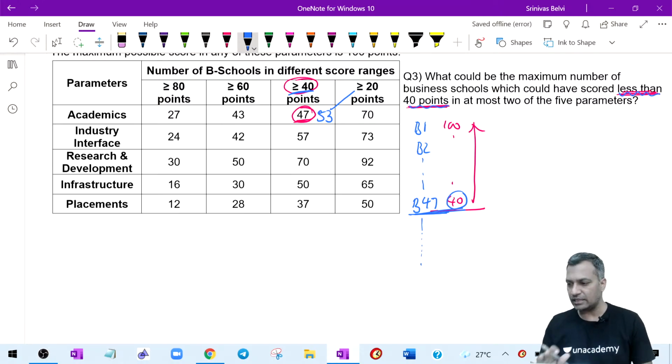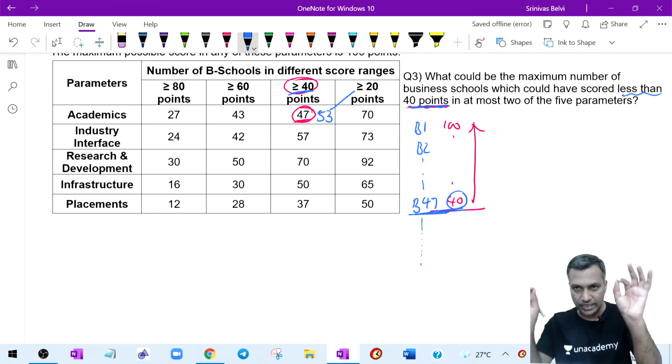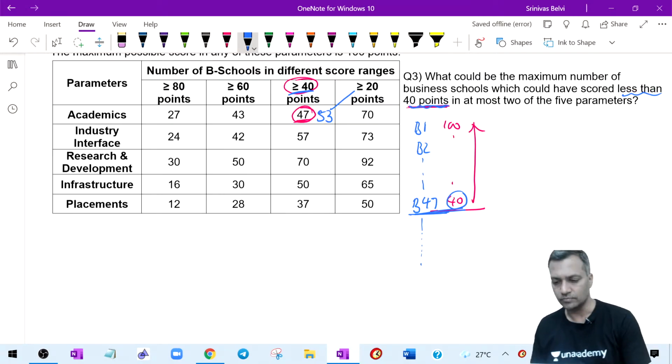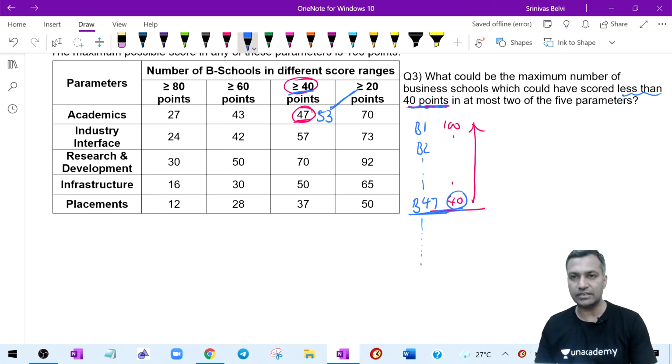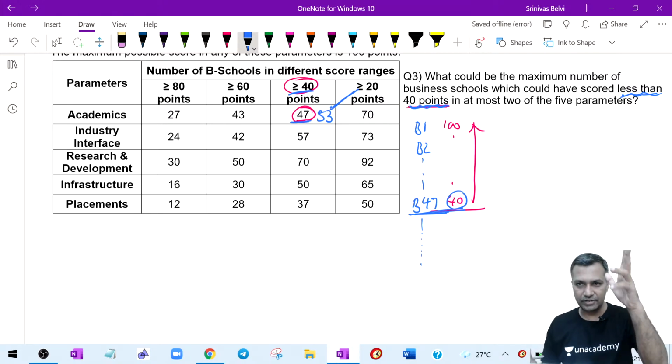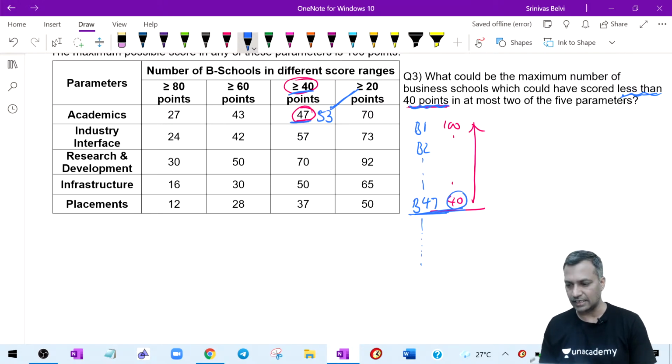Before I do anything, first I have to get my numbers right. What are my numbers? Less than 40 points. I need to get that number right first. Is that clear? 53 is clear. But 53 is not the answer. What I meant is that less than 40 points means I look at this 47 and I will write 53. That is the first point, the beginning of this particular question.